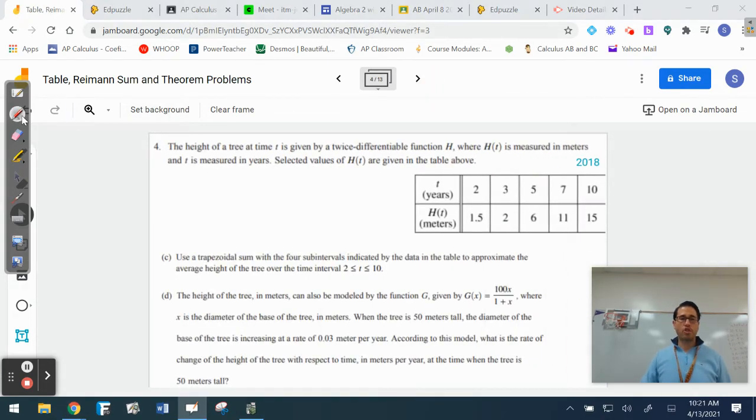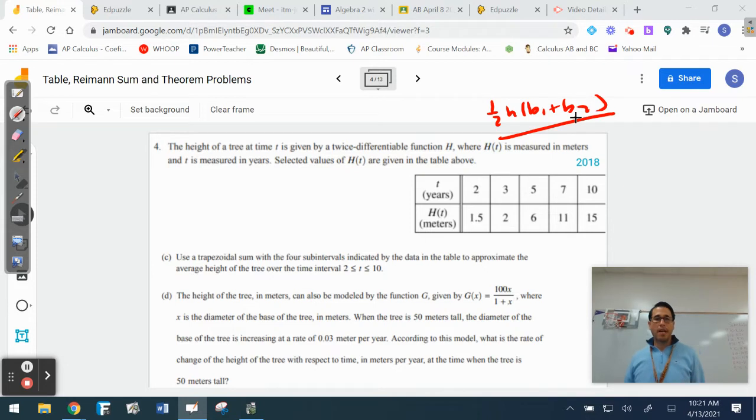Okay, use the trapezoidal sum. So I better remember what the formula is for the area of a trapezoid. Okay, right there. In the table to approximate the average height of the tree. Whew, a lot in this. Not only do I need to know the trapezoidal rule, or how to find the trapezoid approximation, I also need to find the average height.